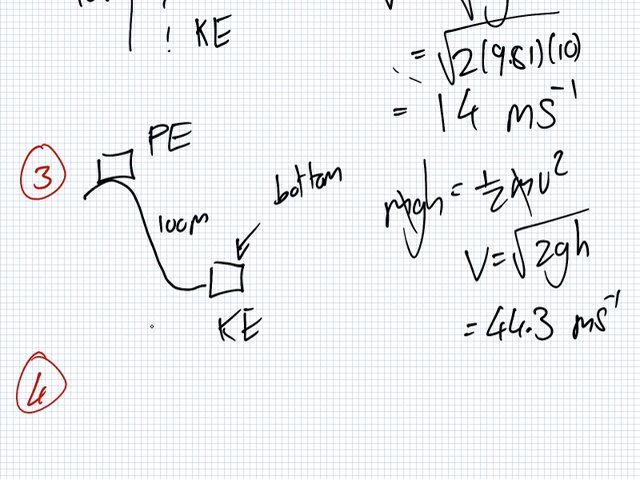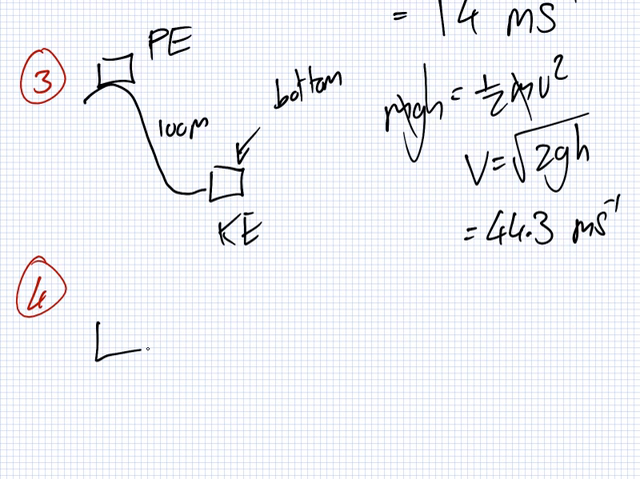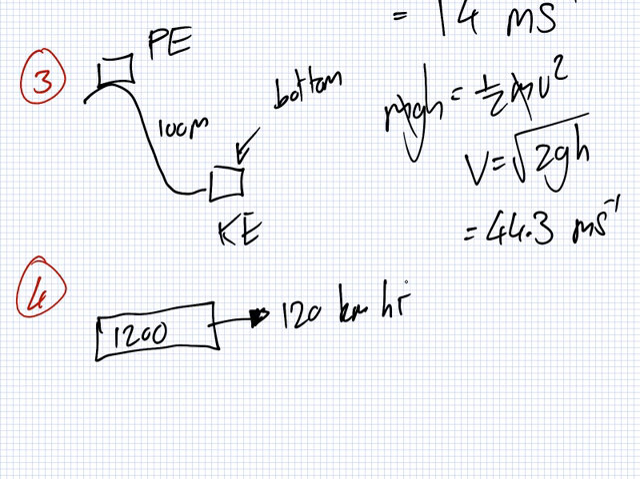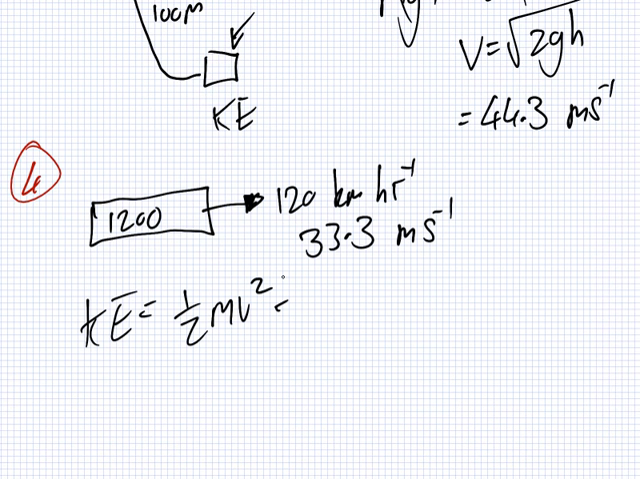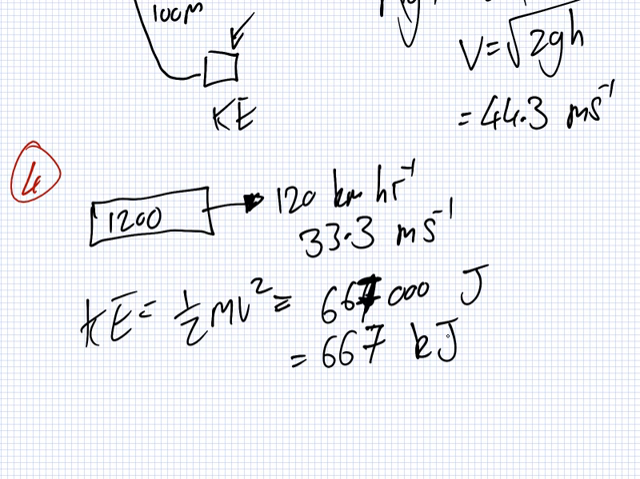What's the fourth one about? A 1,200 kilogram car traveling at 120 kilometers per hour is brought to rest by the driver. A. Before the car is brought to rest, how much kinetic energy did it have? Okay, let's do that part first. So I need to convert. 120 kilometers per hour is 33.33 meters per second. So the kinetic energy is a half mv squared, which is 0.5 times 1200 times 33.33 squared. So you get a pretty big number, about 666 thousand. Actually, that should really be a 7 if I'm rounding off. No big deal though. 667 kilojoules. That's part A.